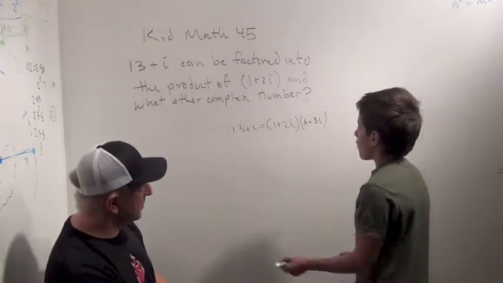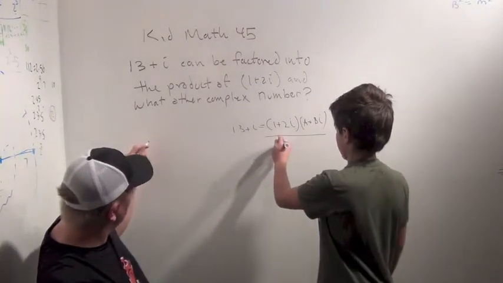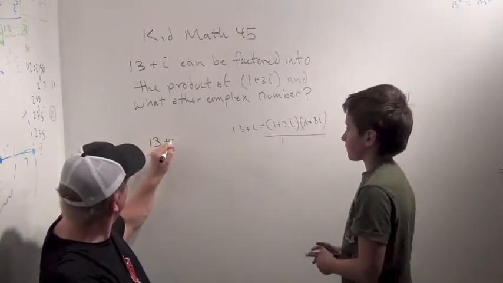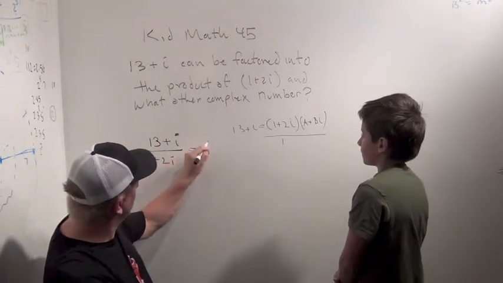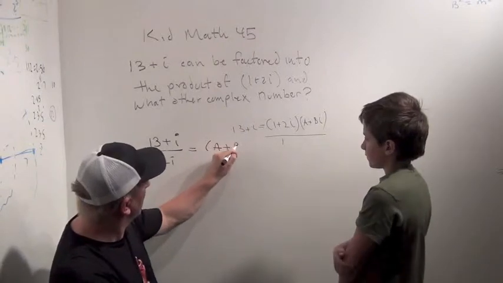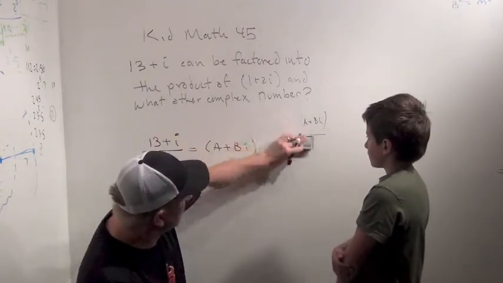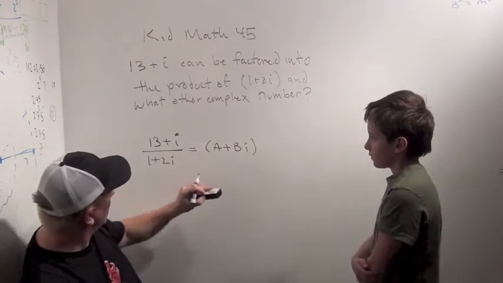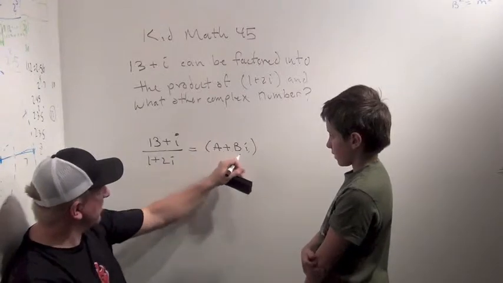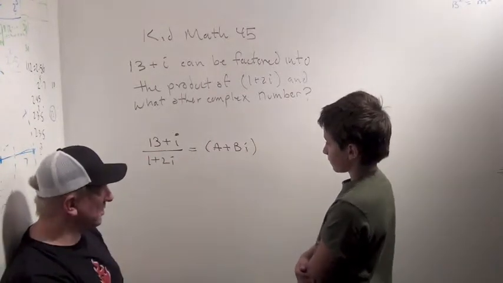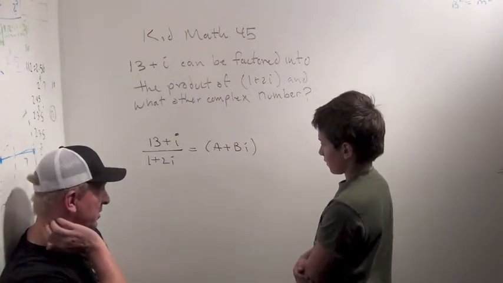Well, what happens if we divide by 1 plus 2i? Oh, interesting. Okay, so I'll write for you. So we get 13 plus i over 1 plus 2i. That equals our number, a plus bi. Okay, and the only problem is this number isn't obviously equal to this. It isn't in the form a plus bi. It's the ratio of two complex numbers. Do you have any idea how to proceed from here?